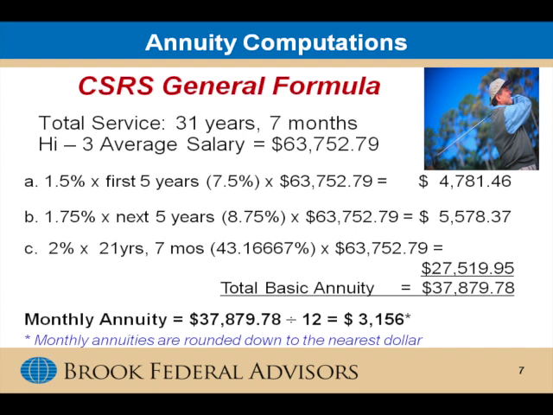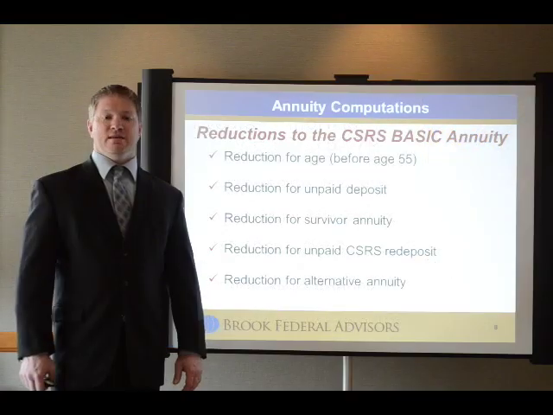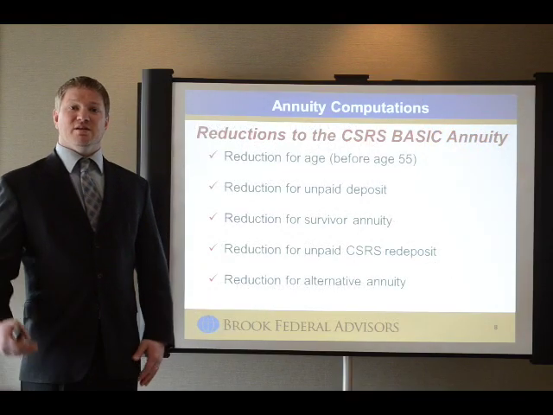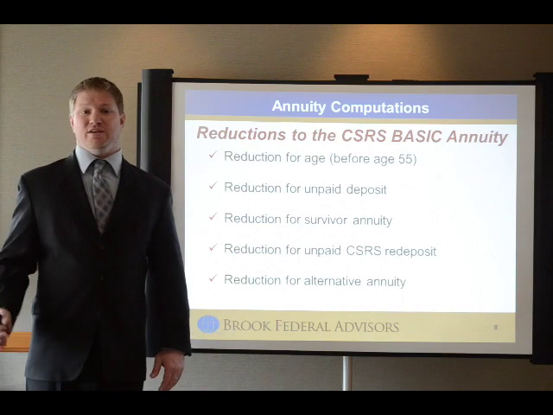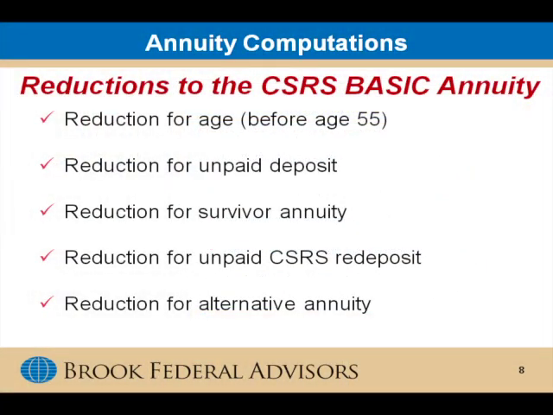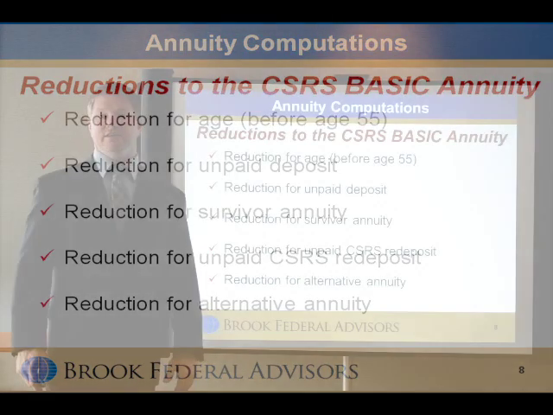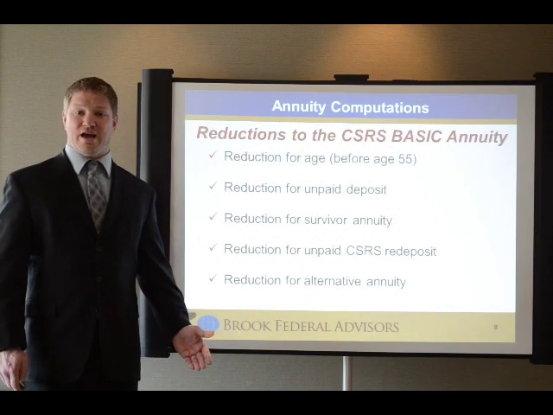You see the note at the bottom, annuities are rounded down to the nearest dollar. The next thing to take a look at is some of the reductions that can be made to that annuity. You can make reductions for age, unpaid deposits, survivor annuities, unpaid redeposits, or alternative annuities. We're going to take a look at each one of those briefly now.